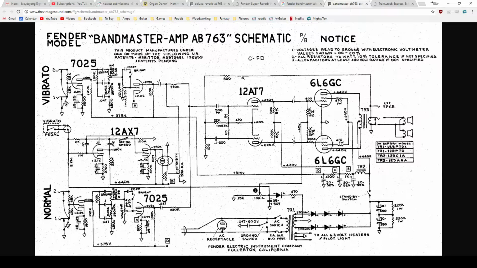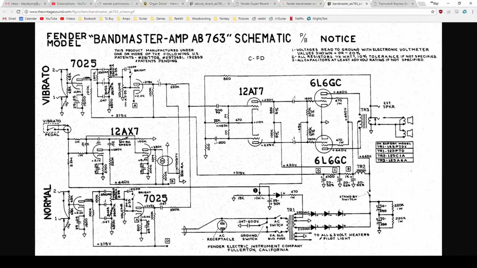So let's talk a little bit about it. From the input, I'm going to choose the vibrato channel. We've got our 1 meg here setting our input impedance. We have in parallel two 68k, which is 33k, as the grid stopper. We've got a 1.5k with a 25 uF bypass, and 100k on the plate. Everything's very standard here, a Blackface Fender tone circuit. I'm not going to do the bright switch.